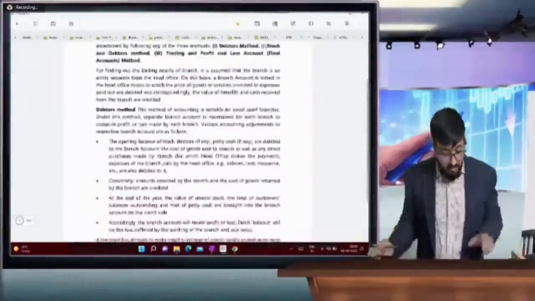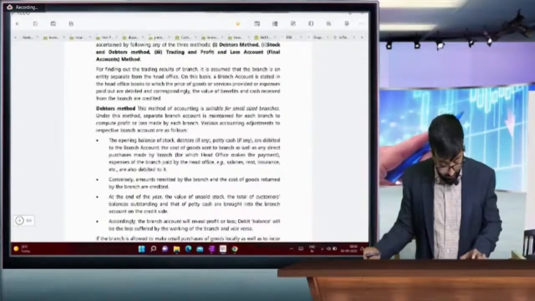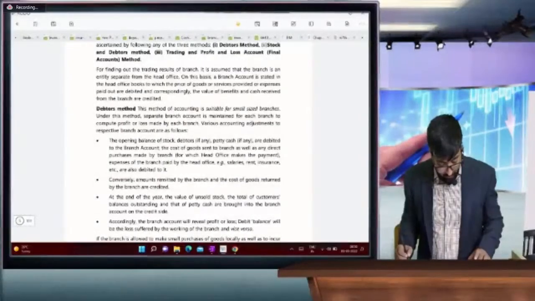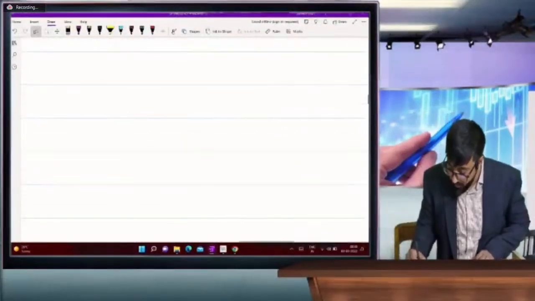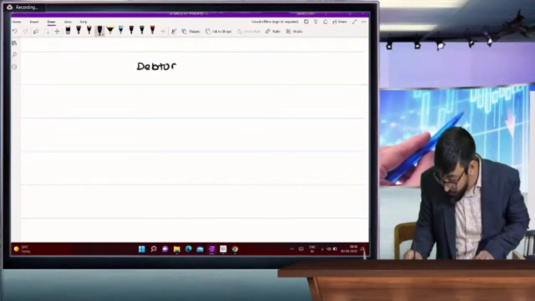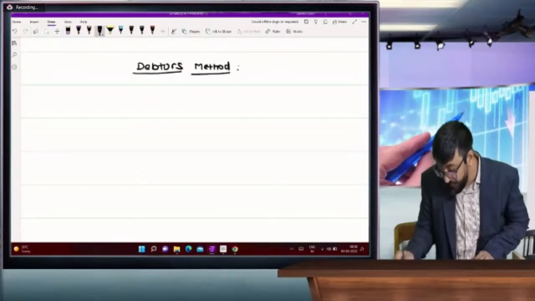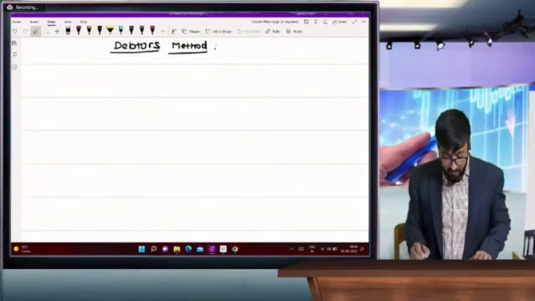Let's start once again, beta. So first, now I'm going to explain to you debtors method. Now I'm giving you some hints for debtors method. So first we are going to start with debtors method. Very easy method. So write down some steps for debtors method.